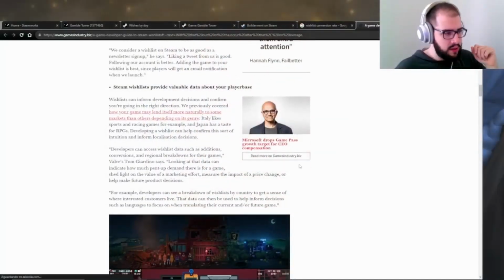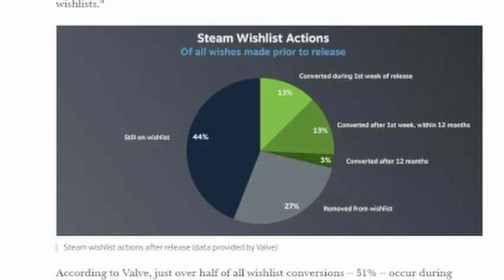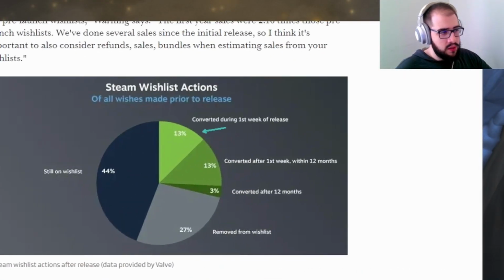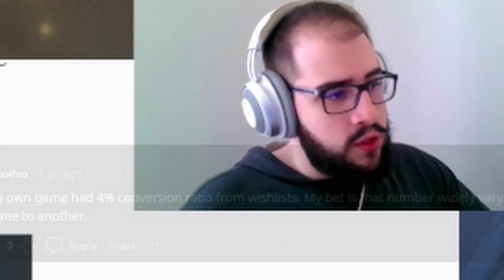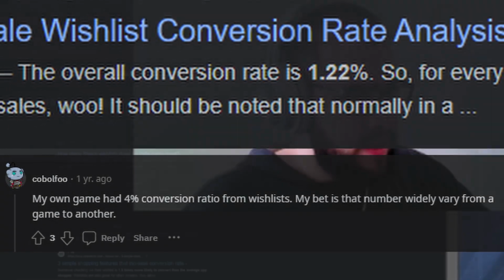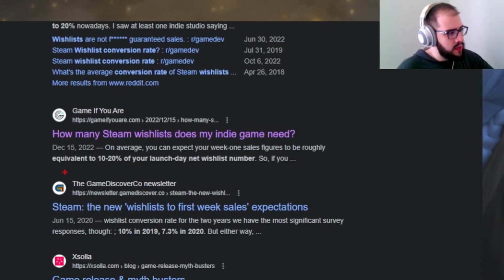Let me see if I find an article. So, it really depends on your game. For example, some games manage to convert like 13% on their first week. Some people manage to convert much less. As you can see here, some people say equivalent to 10 to 20% of your launch day net wishlist number.